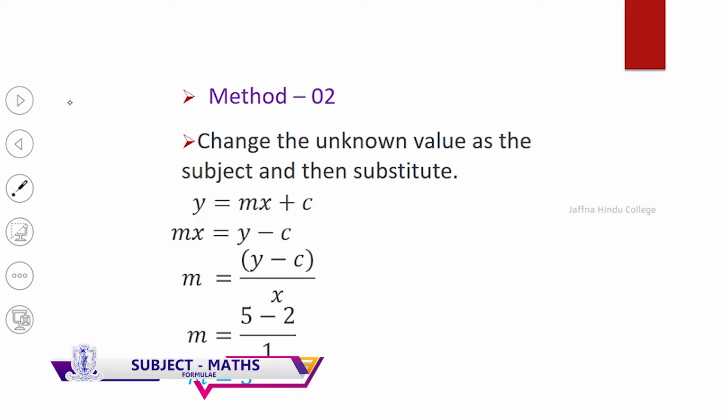And the second method is changing the unknown value as a subject of the formula and then substituting. Here we have to make m the subject. For that purpose we have to subtract c from both sides, then divide by x on both sides, and then finally we obtain the answer m is equal to y minus c over x, and then we can substitute easily. 5 minus 2 over 1 is equal to 3. Now let's look into the questions.